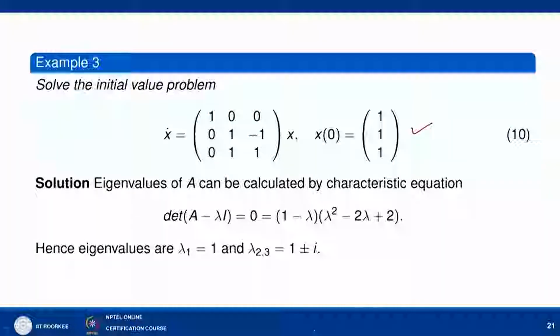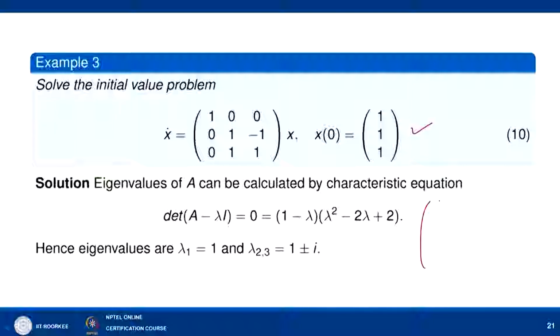So, let us see how we can find out a particular solution of the system x' = Ax, where x0 is given as (1, 1, 1). First thing is we need to find out eigenvalues and eigenvectors. So, let us calculate the eigenvalues here. You find out the characteristic equation.